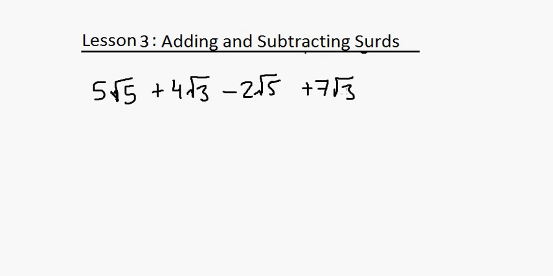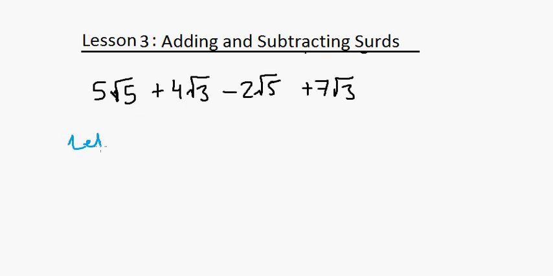So let's go through a few more examples. Now we have another expression we're asked to simplify. Notice here how we can collect, as we mentioned at the start, we can collect surds. So we have 5 lots of root 5 here and minus 2 lots of root 5. You can use algebra to clarify this idea more.